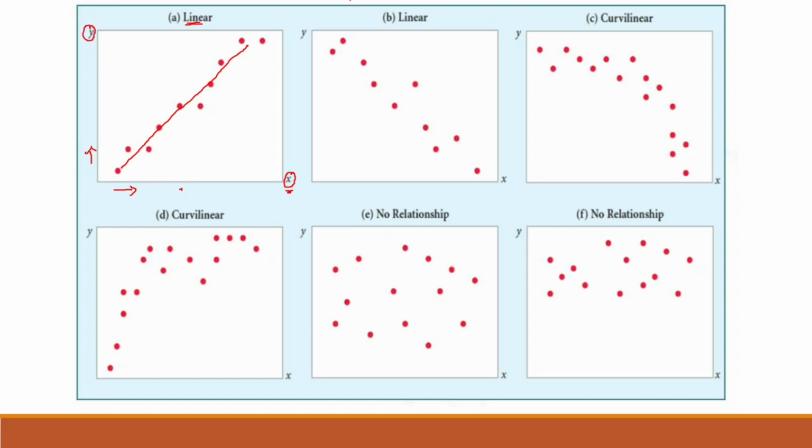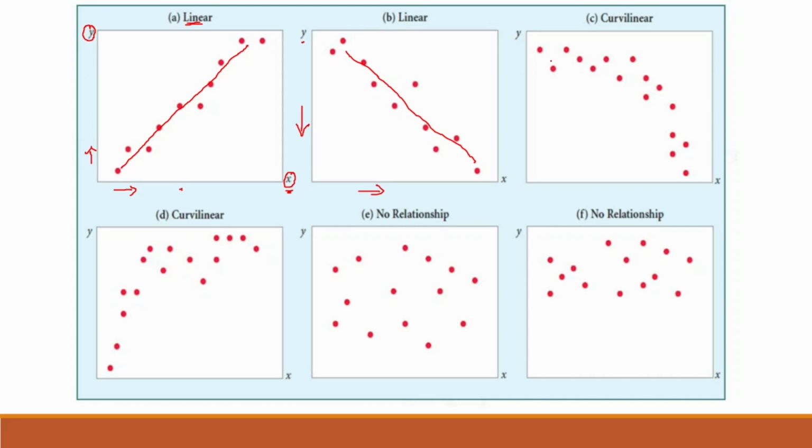If you observe the next one, B, I have a negative correlation. What can I say about this? If I increase the x value, the y value decreases. I can find some relationship, but it is in a negative way. So I can say that this is a negatively correlated data set. These independent and dependent variables are negatively correlated.